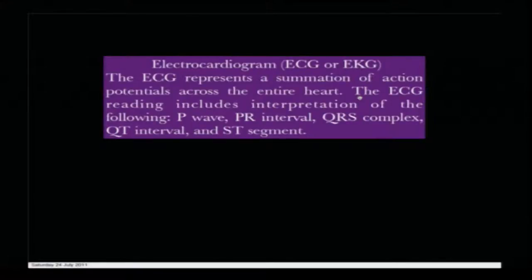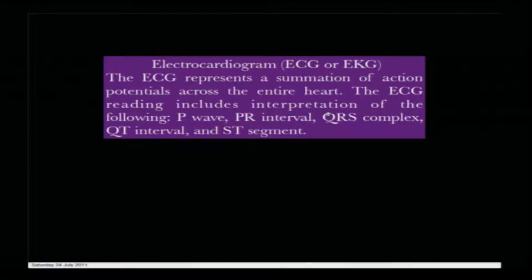Now, electrocardiogram or EKG, by definition, represents a summation of action potentials across the entire heart. Just remember what we did in EEG, electroencephalogram. I told you that you put electrodes on top of your head like this, and they do all the recordings where you get the electroencephalogram recordings. Same way in EKG, ECG represents the summation, the algebraic addition of all the electrical phenomena.